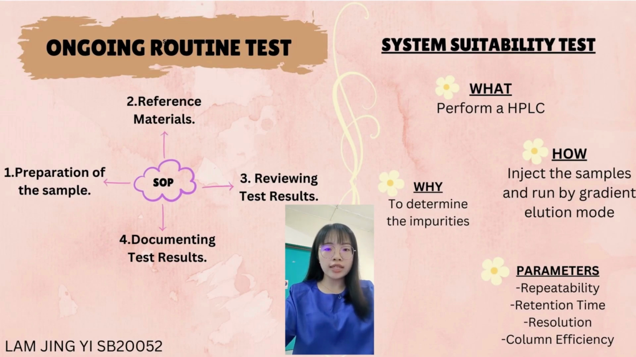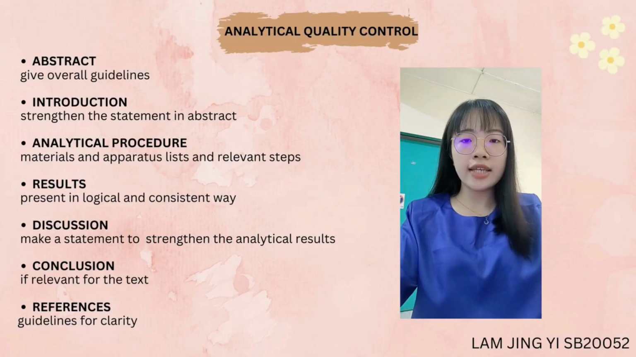Moving on to the second, system suitability test. For our analytical method, we need to perform HPLC experiments on our product, flavonoid. Next, we need to determine the impurity of the product by injecting the sample and running in gradient elution mode. The parameters we are going to use in this step are the repeatability, retention time, resolution, and also the column efficiency. Next, and also the last ongoing routine test, which is the analytical quality control.